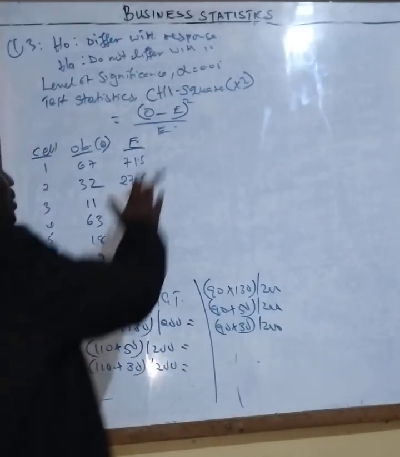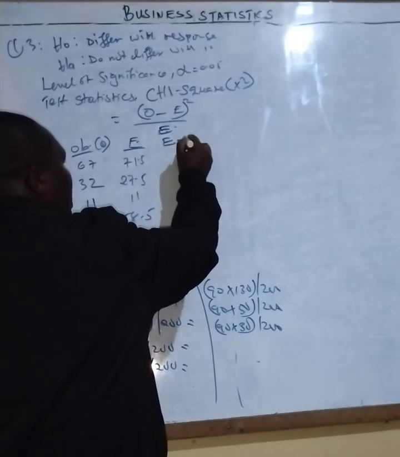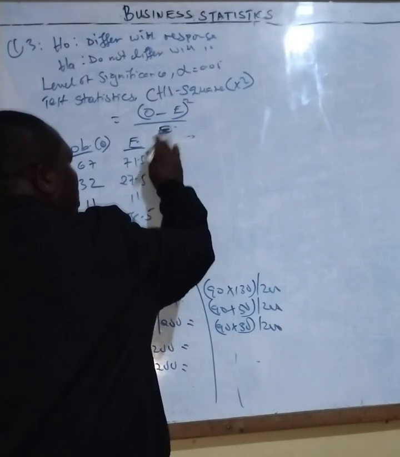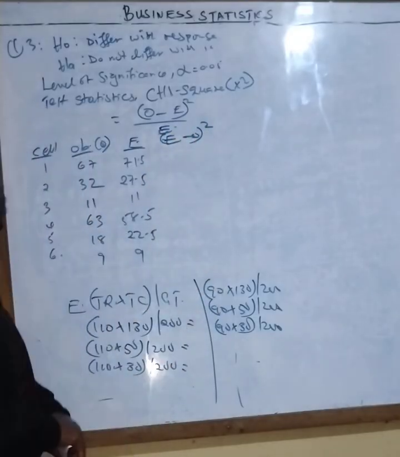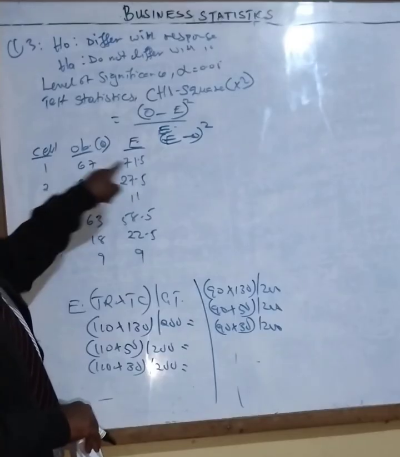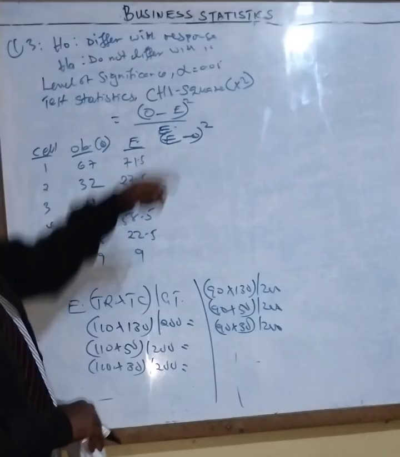Then what else, class? This is our formula. So I'll now say E minus O. Sorry. It is O minus E. Then you substitute. Therefore, O is 67 minus 71.5. Then you square.